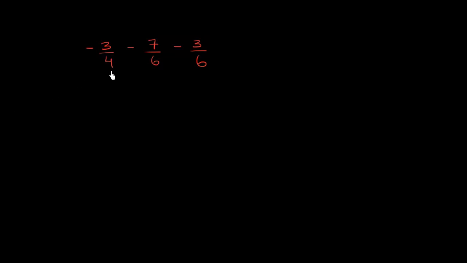We have negative 3/4 minus 7/6 minus 3/6. And there's many ways to do this, but it immediately jumps out at me that these last two numbers have a 6 in the denominator. So I'm going to worry about these first. I'm going to view this as negative 7/6 minus 3/6.